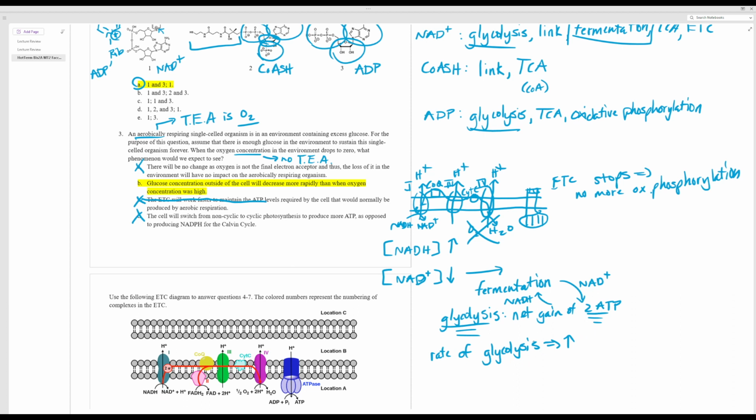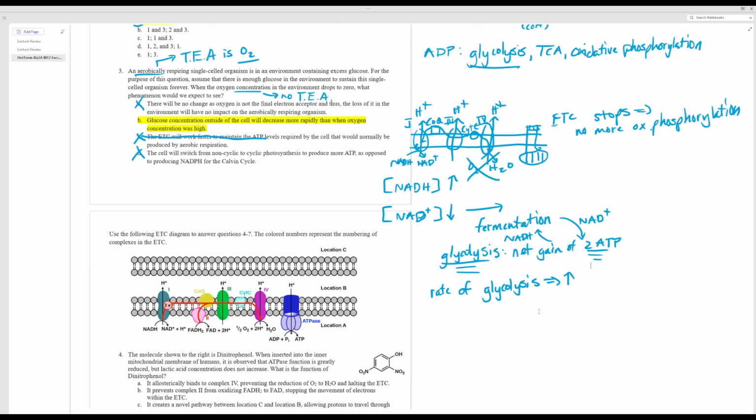Okay, so if the rate of glycolysis is increasing, well, glycolysis requires that glucose enters the cell, right? So glucose goes from outside the cell to inside the cell. And then from here, it goes into glycolysis.